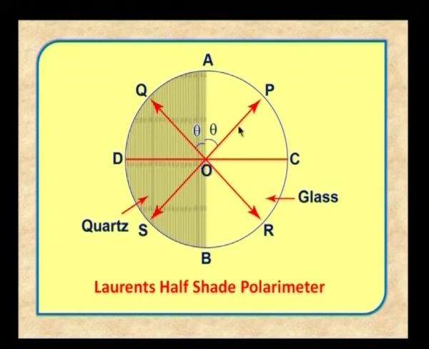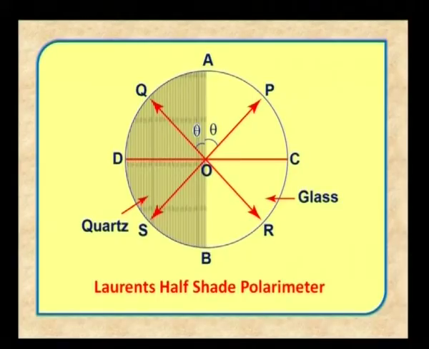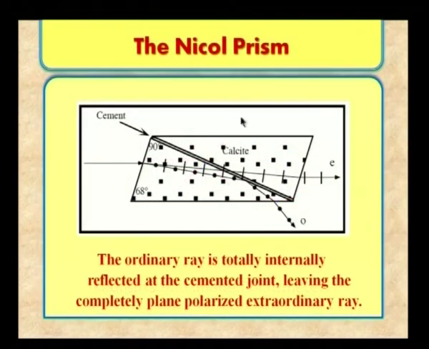So, this is a light ray. OP refers to the path taken by the plane polarized light when it is passing through glass. Then the light ray which is passing through the quartz plate will undergo double refraction, a phenomenon in which you see the light ray passing through a nickel prism. A nickel prism will give rise to double refraction. E is the extraordinary ray and O is the ordinary ray.